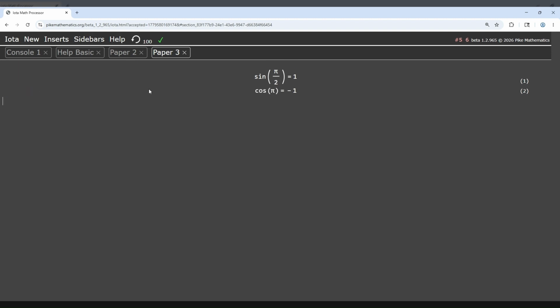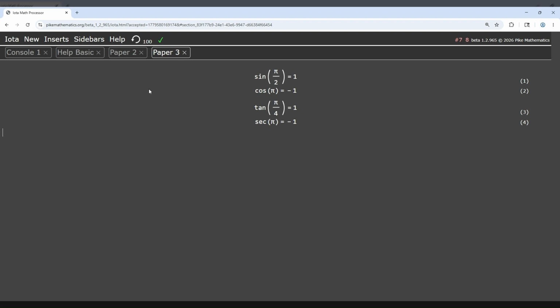Still equal to -1. The tangent of pi divided by 4 is 1. Okay. And we don't have just sine, cosine, and tangent. We could also do secant of pi. That's equal to -1. So like I said, we've got all the trig functions programmed in there.